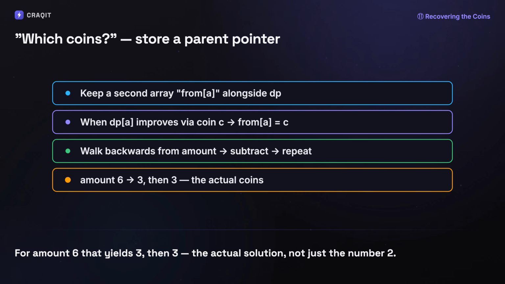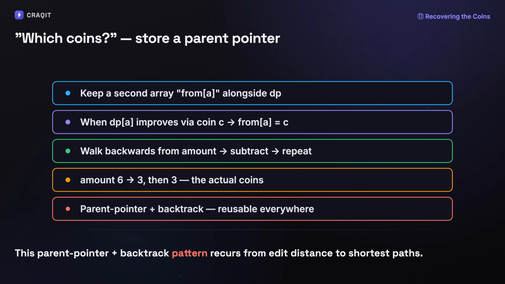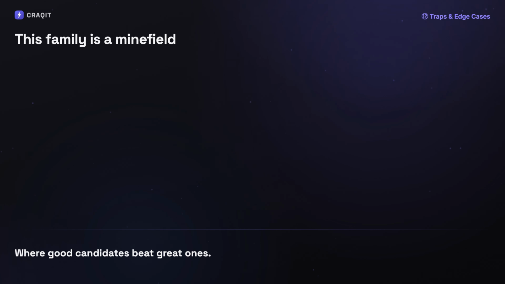This store a parent pointer, then backtrack pattern shows up all over dynamic programming, from edit distance to shortest paths, so it's a clean, reusable move worth keeping in your back pocket. Let's collect the traps, because this family is a minefield.